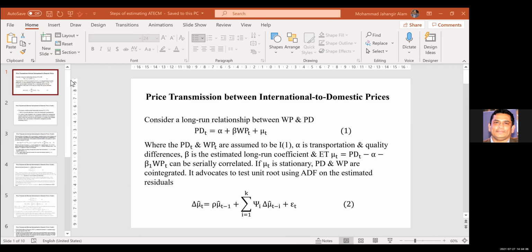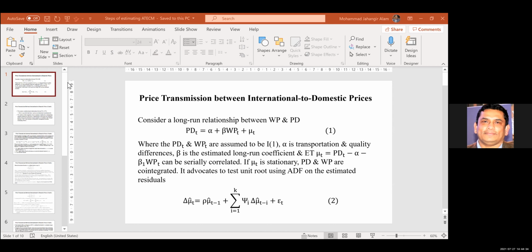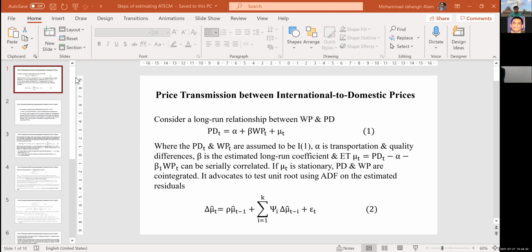So this is something you see, the world price and the domestic price of Cyprus. Our objective is to see if these two prices are co-integrated, or in other words, if changes in one price are transmitted to changes in the other price. For example, in our case, if there is a price change in the international market, it is reflected in changes in the domestic market of Cyprus in Brazil.